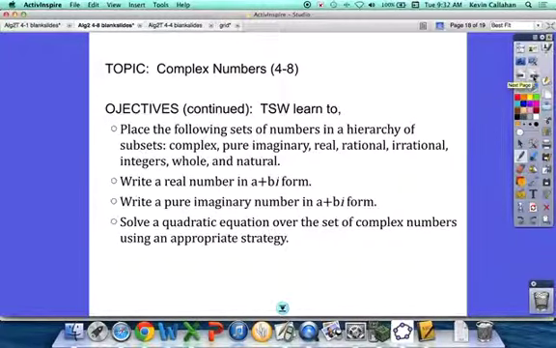Understand the sets, how these all work together. Complex numbers is the big set. Complex numbers are made up of imaginary and real. Real numbers are made up of rational and irrational. Rational numbers are made up of integers and whole numbers and natural numbers. Now we've got one layer on top of what we thought we already knew when it came to the numbers. And solve a quadratic equation over the set of complex numbers using an appropriate strategy. So now we've done them all. We can deal with any kind of quadratic equation, and we've got all the strategies that we're supposed to have to do it.